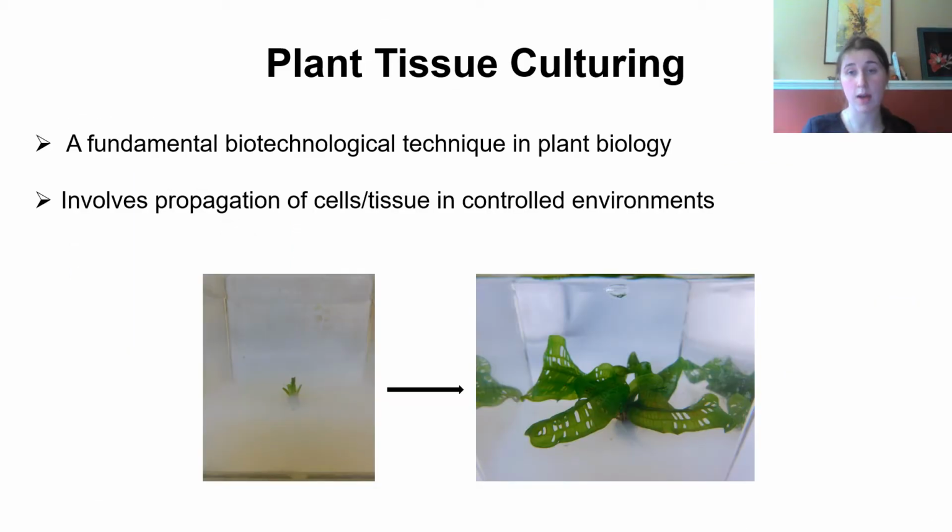The lace plant is propagated in the Gunawardena lab using in vitro asexual propagation. The method used for propagation is called tissue culturing, which is a fundamental biotechnological technique that usually involves the growth of plant cells or tissue on a nutrient medium within a controlled, sterile environment.